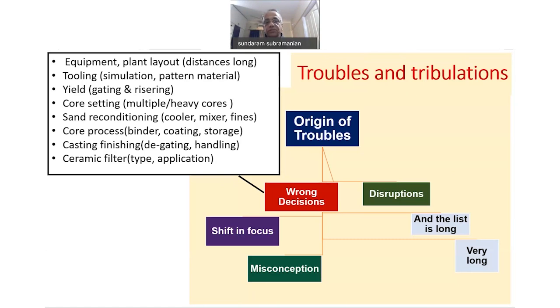Reconditioning, the type of cooler, the mixer that you use, the fines control, all are decisions. The core process, the binder that you choose, the coating that you have to do, and the storage and the drying, and all these are decisions that you have to make in advance.